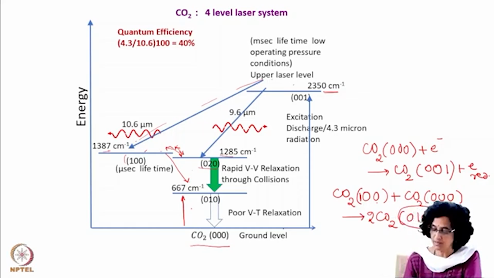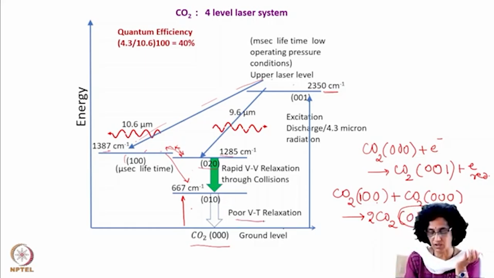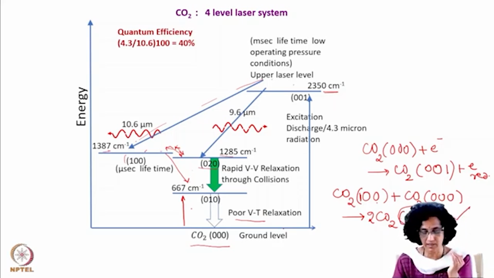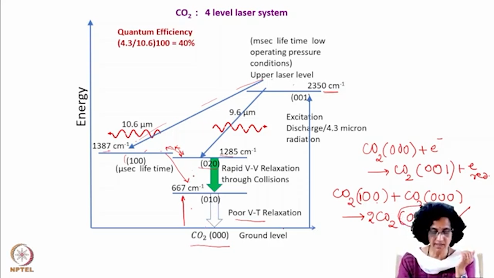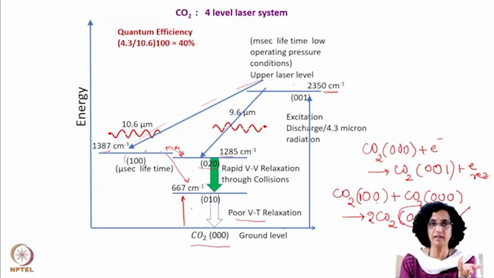Now, from the 010 level, the molecule has to make a transition to the 000 level, the ground level. And this is the bottleneck, in the sense that this transition is not very fast, and it is only through VT relaxation. This is through collisions. This is called vibrational relaxation, because this is a vibrational excitation, this is a vibrational relaxation. Both are of nearly equal energy, and therefore it is very fast. It doesn't involve much energy from the neighborhood, and therefore these are very fast and efficient as well.